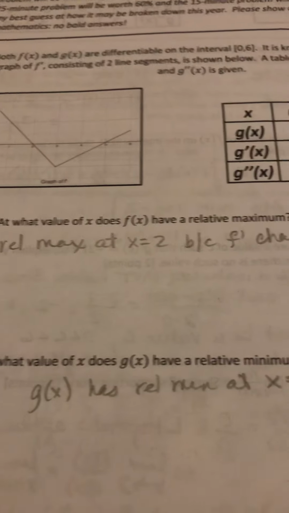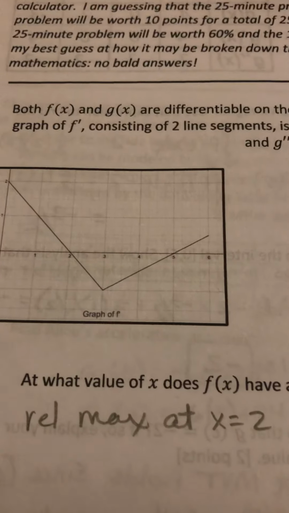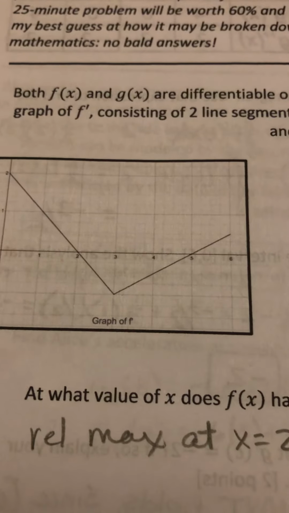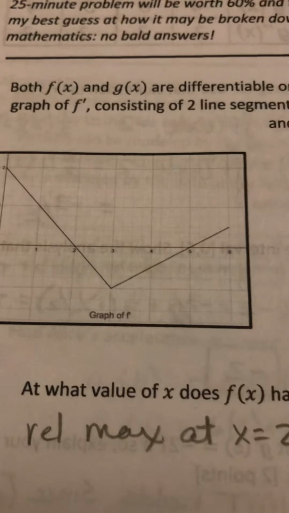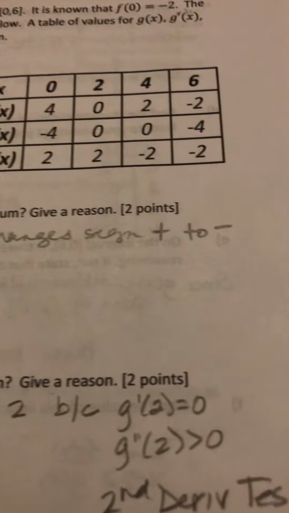So part A, when does f have a relative maximum, and give a reason? Well, if this is the graph of f prime, a relative maximum happens when f prime goes from positive to negative. So there we have it at x equals 2. So a relative max at x equals 2 because f prime changes sign from positive to negative.